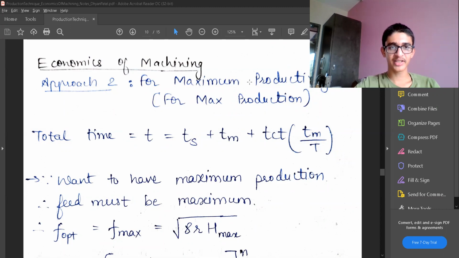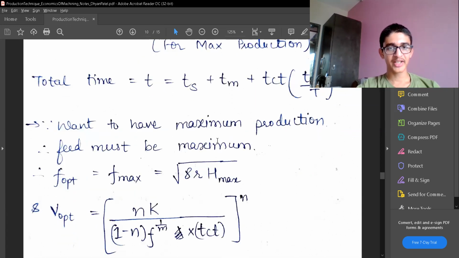Now the second approach is to have maximum productivity, or max production. Productivity means production itself. So we have the expression for R, that is the total cost, which included R1, R2, R3, R4, R5. And the total time T is setup and idle time cost, machining cost, and tool changing cost while regrinding or changing the tool. And since we want maximum production, the feed must be maximum. That's the only rule. If we want to maximize the production, we are not taking other things into account.